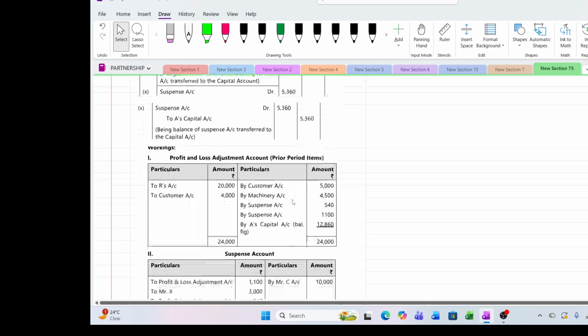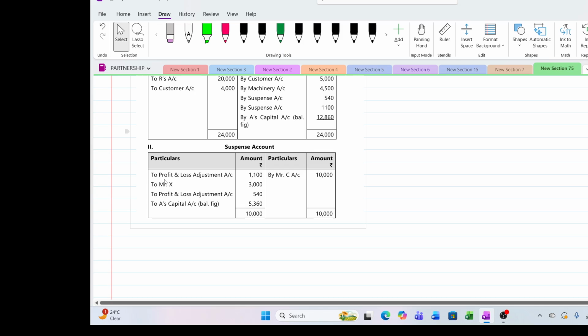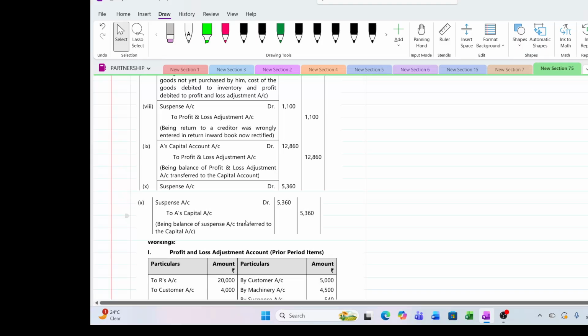Same way we have debited the suspense account also, 1100 rupees, and 540 and 5360. So Mr. C's account is 10,000. It is balanced. The balancing figure 5360 is transferred to his capital account. Capital account is credited with 5360 and debited with 12,860 rupees. Hope this is very clear to all of you.